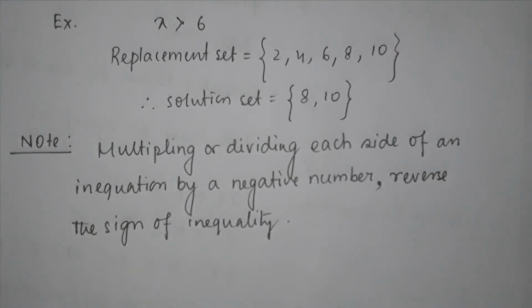Now how are we going to solve the linear inequation? The rules remain the same, the methods remain the same, the way we solve a linear equation. The only change that comes across is whenever we are multiplying or dividing each side of an inequation by a negative number, we need to reverse the sign of inequality. All the rules remain the same as we follow in the case of a linear equation.